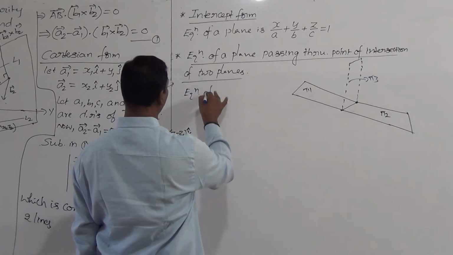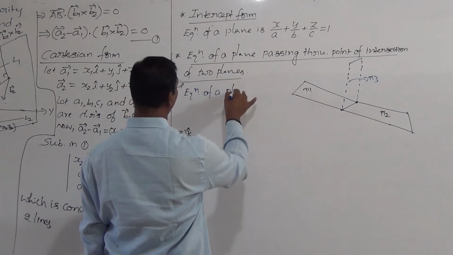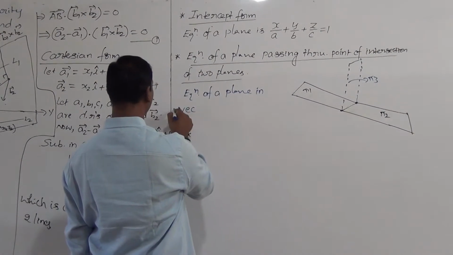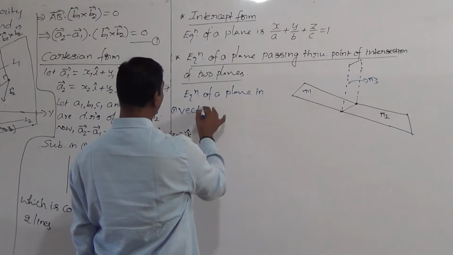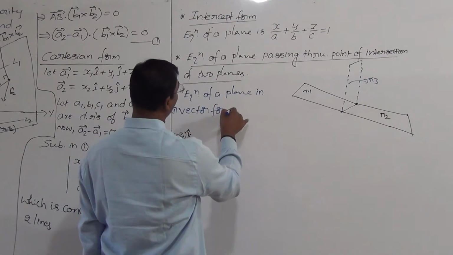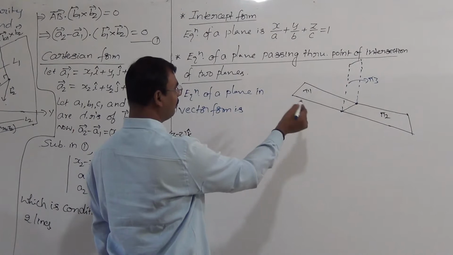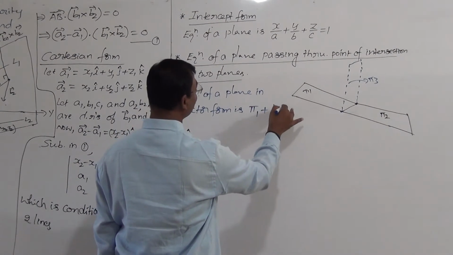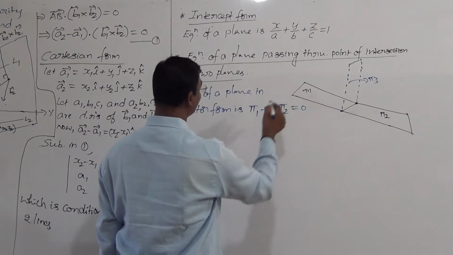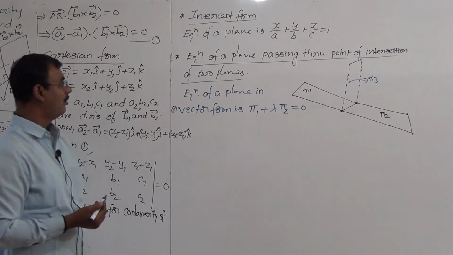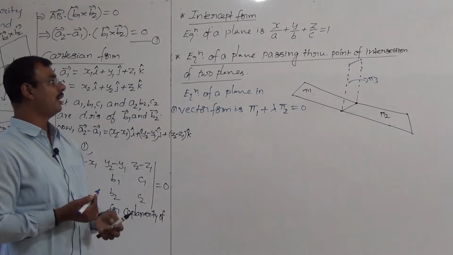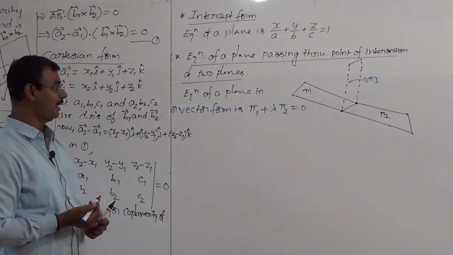Equation of a plane in vector form. First I am writing the vector form. The short form, remember, is first plane plus lambda times pi 2 is equal to 0. This is the vector form of a plane equation passing through the line of intersection of 2 planes.